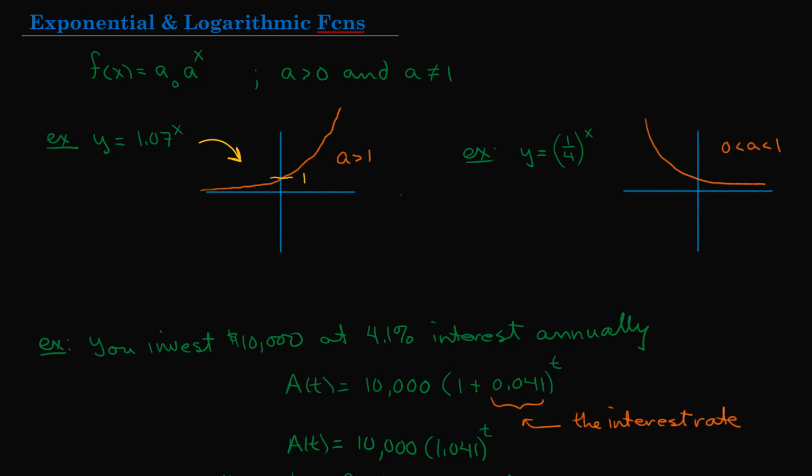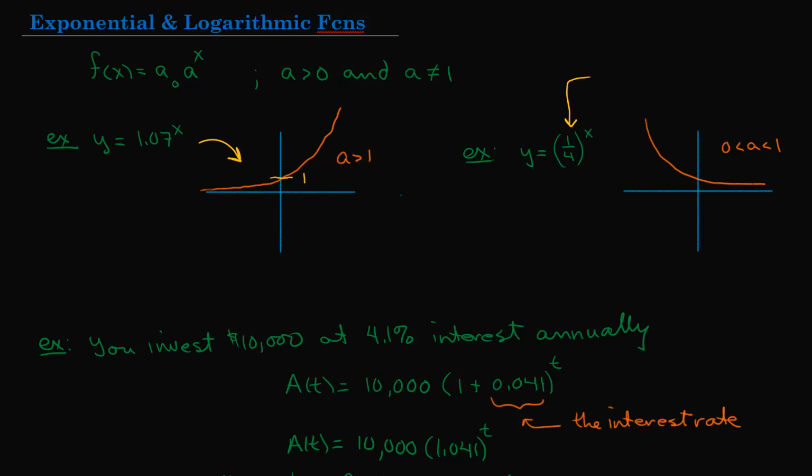The second example of an exponential function that we have in this case is 1/4 raised to the x power. Here the base is between 0 and 1. Remember, when we initially defined a function that's exponential, we said that the base has to be greater than 0. Okay, 1/4 is greater than 0.